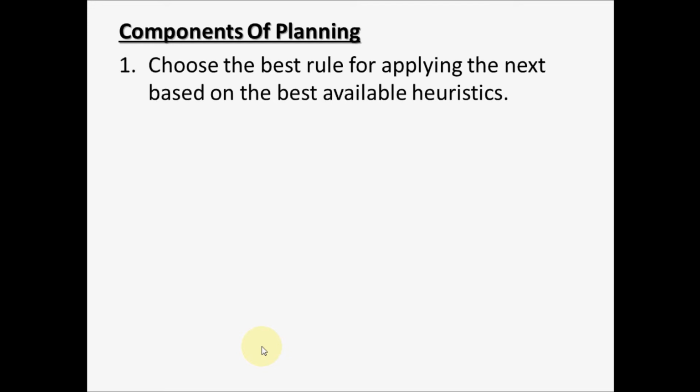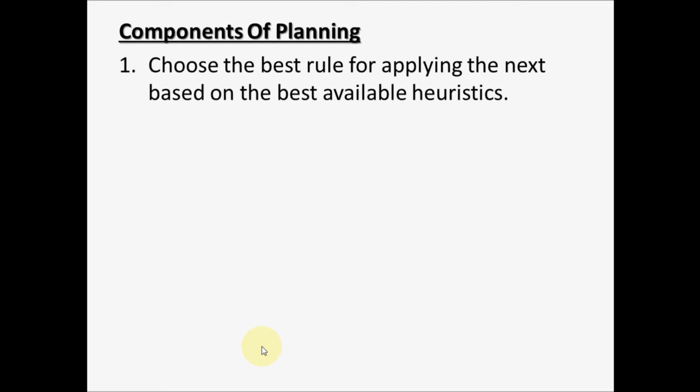So the first component of planning here says the same thing. Choose the best rule for applying next based on the available heuristics. In that problem, the heuristic was the distance in kilometers. And based on that, we chose the best rule, that is fly, over there.